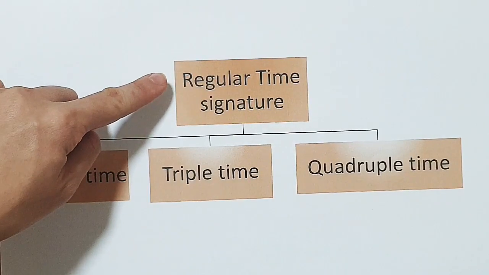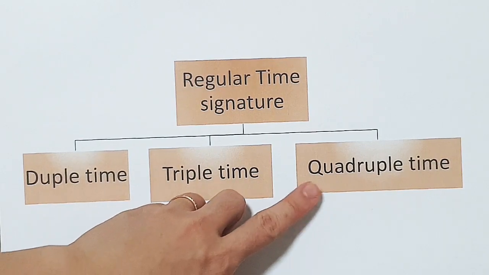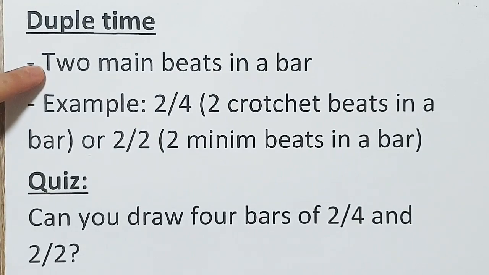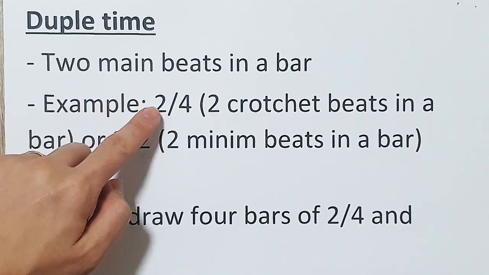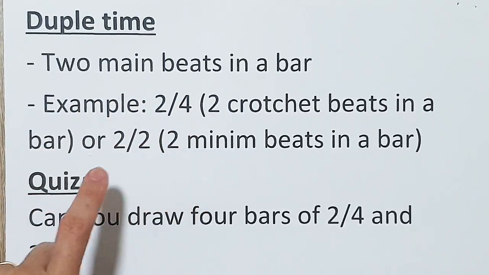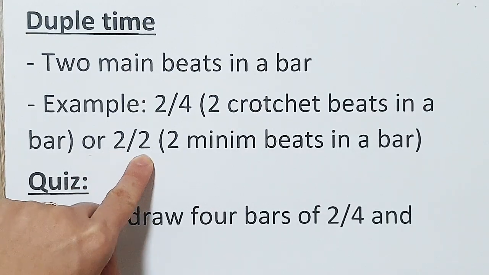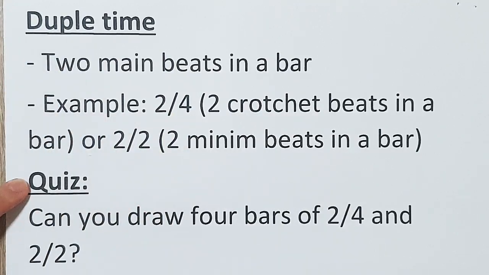Regular time signature can be further classified into three groups, duple time, triple time, and quadruple time. Duple time means there are two main beats in the bar. For example, 2-4 means two crotchet beats in the bar. 2-2 means two minim beats in the bar. These are duple time.